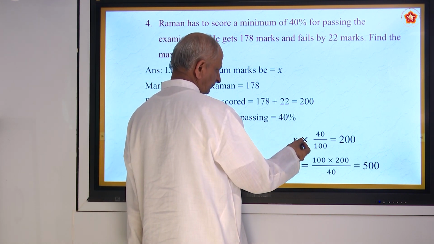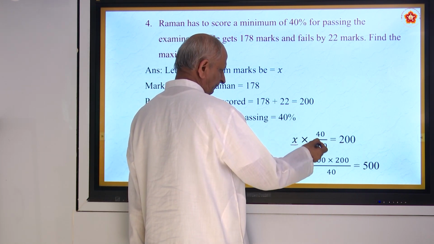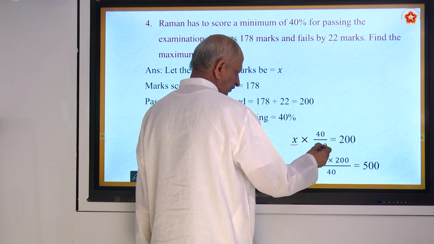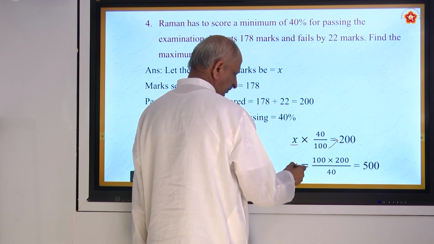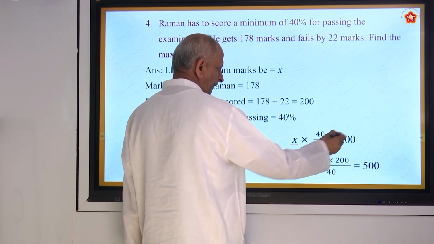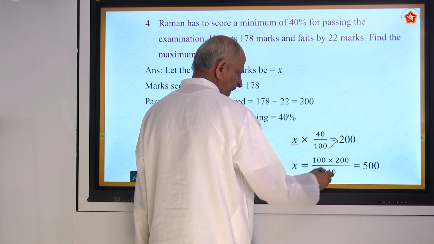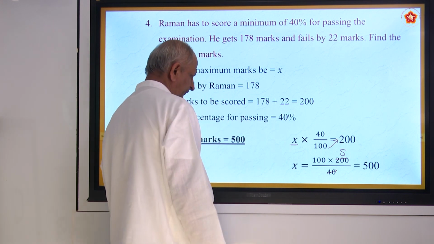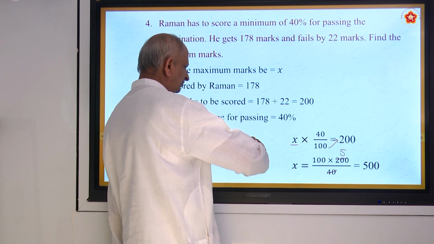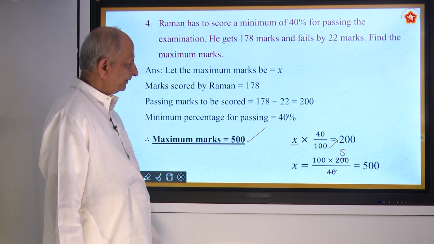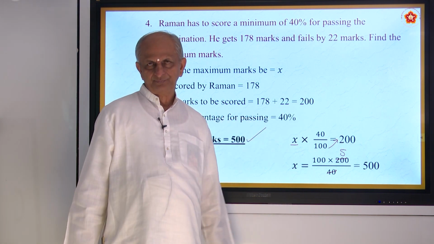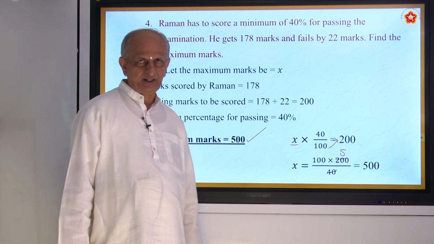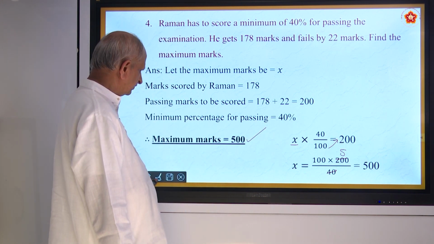Now the other way is total marks is x, 40%. So here the zeros cancel, or if you bring this side, x is equal to 100 into 200 by 40. It will be 500 rupees. So the answer is maximum mark is 500. Passing mark is 200. The percentage is 40. Okay. So that is the answer for that question.